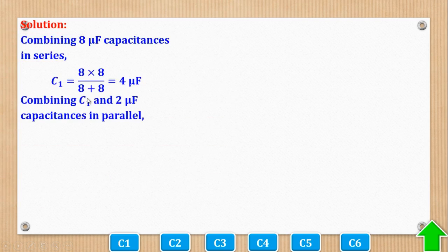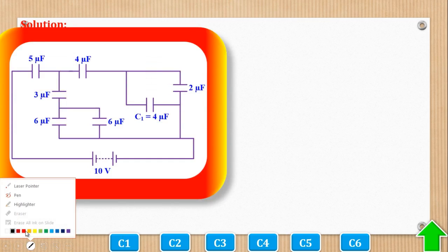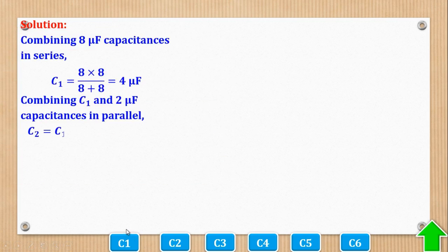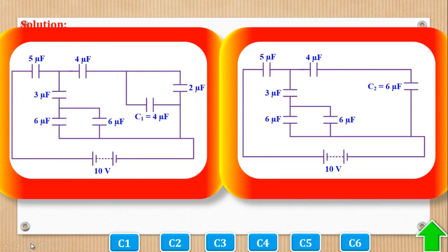Then we are going to combine C1 and the 2 microfarad which are in parallel. Now here, if you look at this and this are in parallel. So what we are going to do, we are going to combine them into 1. So when you combine, you shall come up with 6 microfarad. And after combining, this is what will happen. So if you look at this previously, these were 2, but now we are combining them into 1 to give you this C2.